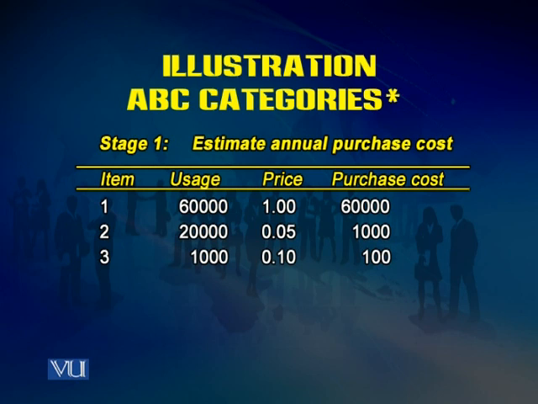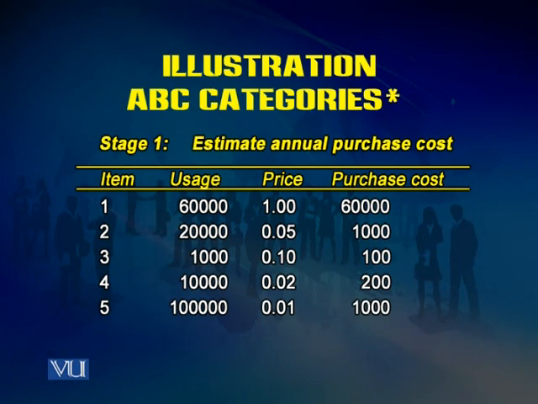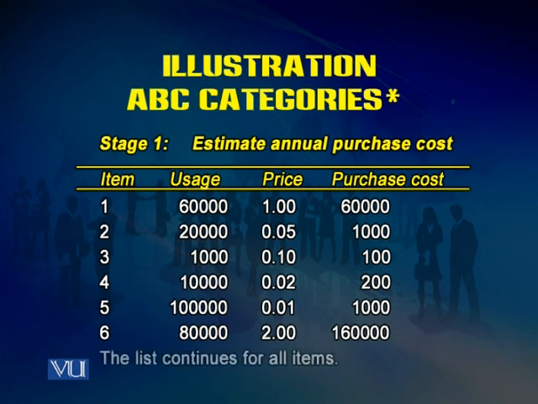In item number 3, usage is 1,000, price is 0.1, and the purchase cost is 100. Similarly, in 4, 10,000 items, 0.02 is the price, so the cost is 200. Item 5, 100,000 is the usage, 0.01 is the price, and 1,000 is the purchase cost, and so on. And this last item listed here is item 6, 80,000 at a price of 2, which makes the purchase cost 160,000. Once you have a list like this for all items, you can then group it so that the highest cost comes first. So the highest costing items are grouped together.